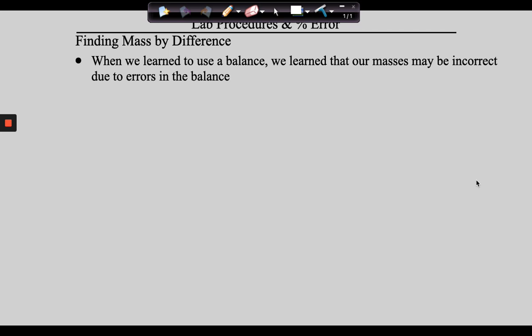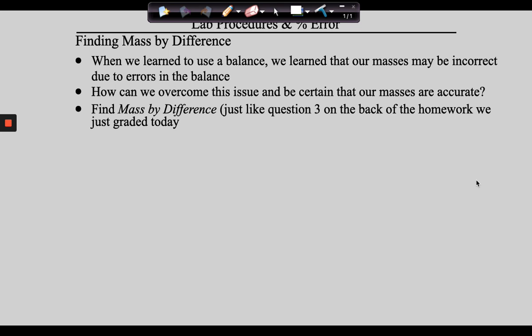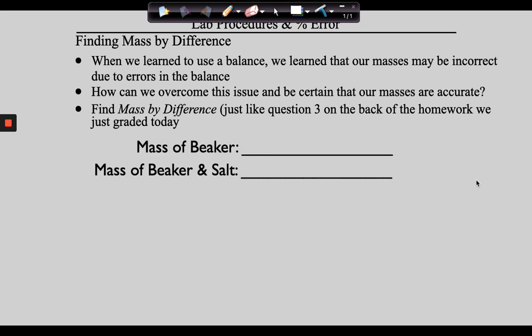Remember the stories? Okay. So guys, that whole idea is about something called mass by difference. The idea is this. When we weigh something, typically what we will do is we will weigh a container. Then we will add a substance to the container, then we'll weigh the container and the substance, and then in calculations we'll subtract to find the weight of the substance. This is called finding mass by difference.